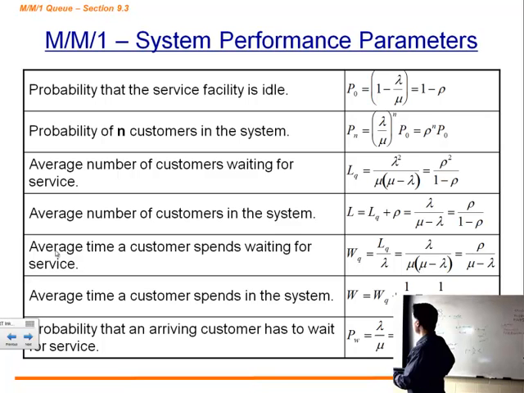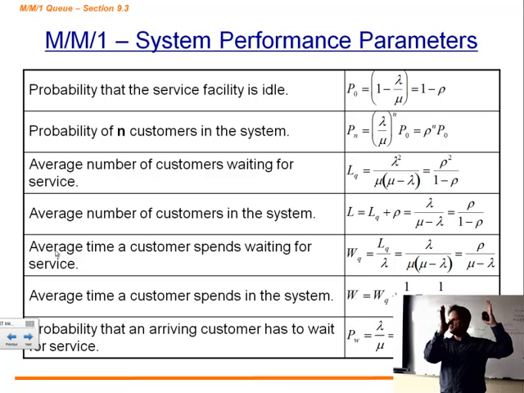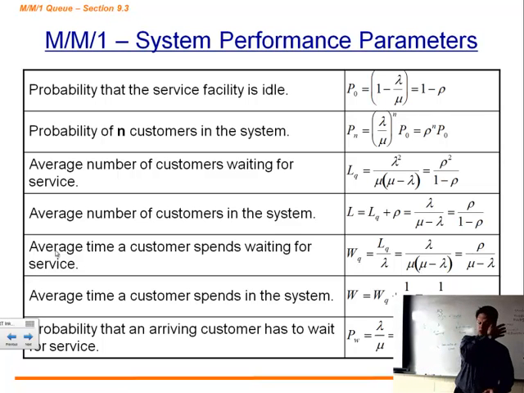Average number of customers in the system, well, what's the average number of customers in the system? It's the average number of customers in the queue plus the average number of customers being serviced. Well, that's the average number of customers in the queue. And rho turns out to be the average number of customers being serviced.